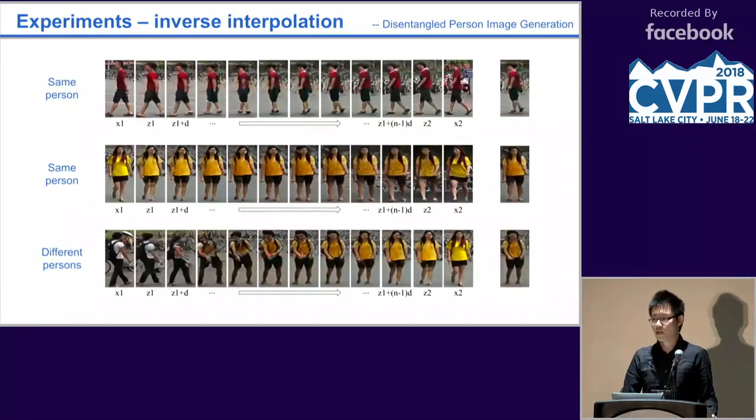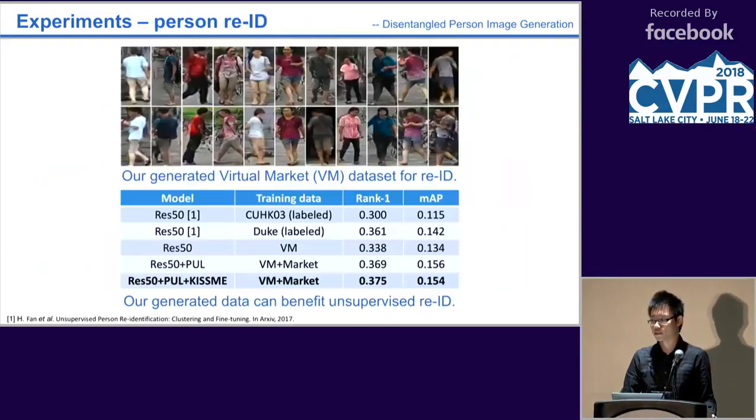One interesting experiment is inverse interpolation. We first use gradient descent to find the corresponding Gaussian code in the Gaussian space, and then we do linear interpolation in the Gaussian space. We can infer reasonable interframes between two real images of the same person or different persons.